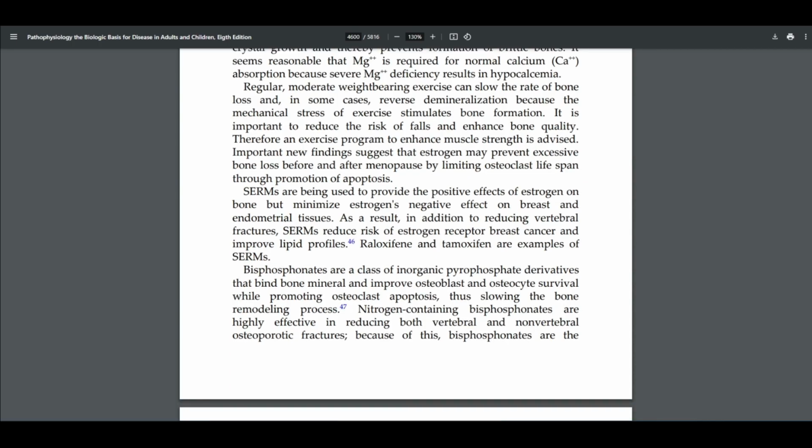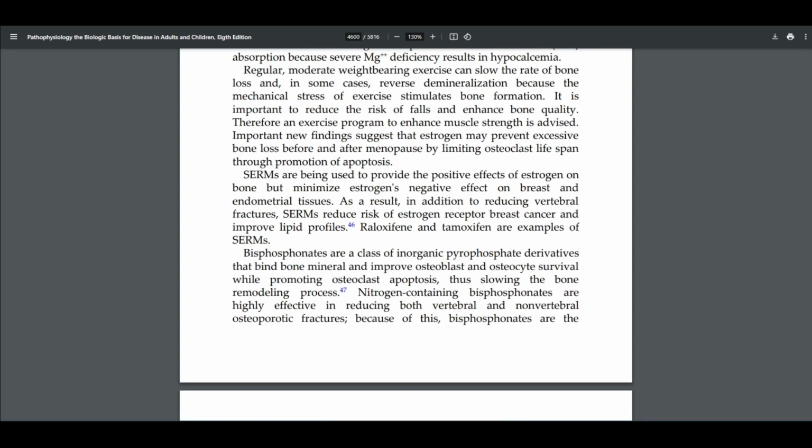SERMs are being used to provide the positive effects of estrogen on bone, but minimize estrogen's negative effect on breast and endometrial tissue. As a result, in addition to reducing vertebral fractures, SERMs reduce risk of estrogen receptor breast cancer and improve lipid profiles. Raloxifene and tamoxifen are examples of SERMs.